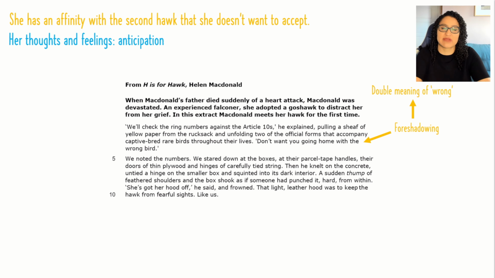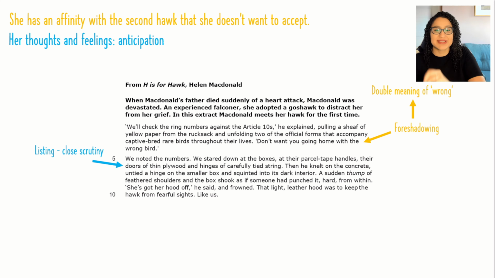There's lots of really little specific images in that list, which reflects her really hyper focusing on the hawk and the box, and shows that feeling of anticipation because it suggests that she can't take her eyes off it. She's really interested in this box. We then have the guy kneeling on the concrete and squinting into its dark interior. So that image of dark interior creates a lot of mystery and suspense, of what's inside the box.